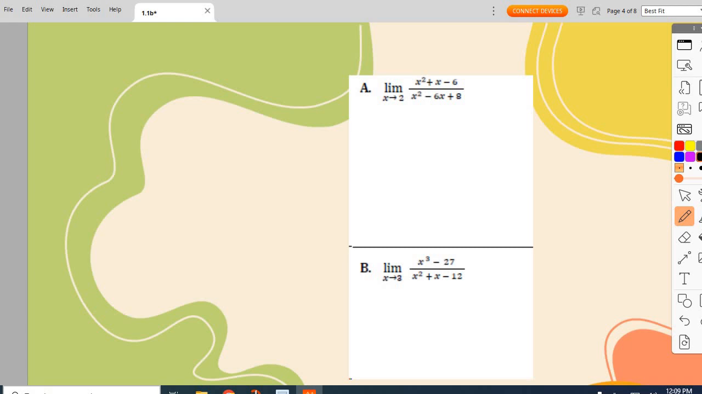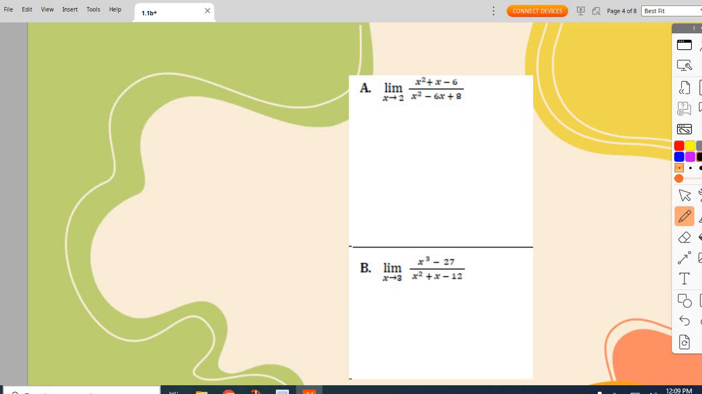Alright, what about this next one? What do we want to try first? Plug in, direct substitution. So we would get 4 minus 12, which gives us negative 8 plus 8, which is 0. And the top is 0. So we get 0 over 0, which is an indeterminate form.